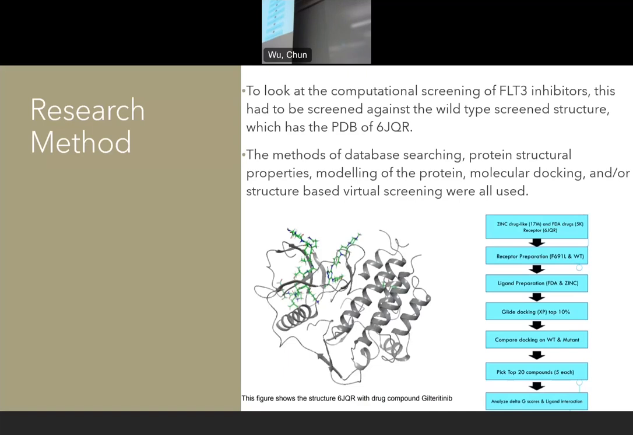And then the methods mentioned in the previous slide, modeling of the protein, docking, and the virtual screening, were all used as part of the method, as it also shows in the workflow image right here. We basically do the ligand preparation and optimize the structure, and then find the ligand interactions, and from there we use the docking method and compare the docking on the wild type and the mutant type, pick 10 to 20 compounds from there, and analyze their delta G scores and their ligand interactions with each other.